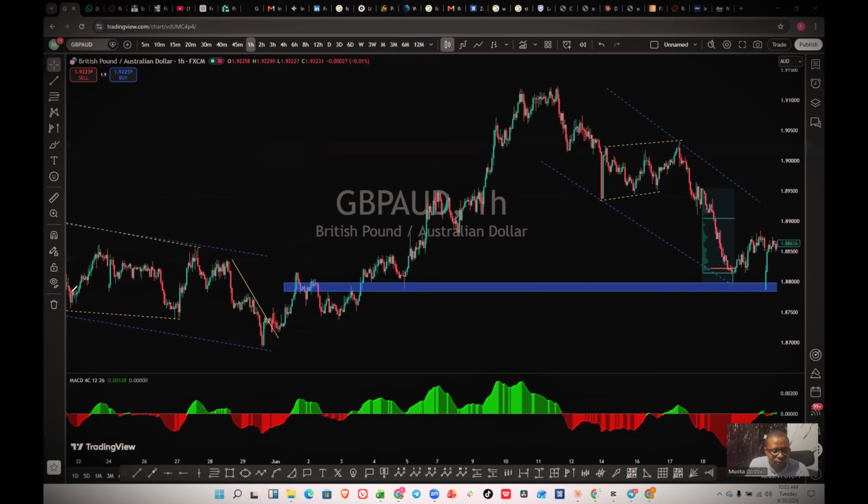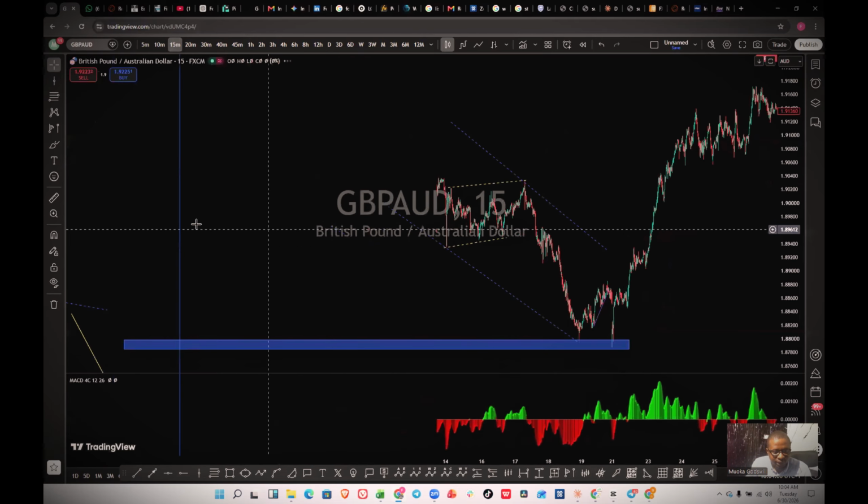Now, all I do is analyze this structure and say, okay, if this is a corrective structure again, I want to go down to a lower time frame and understand when this is about to end. So I can go down to a time frame like 15 minutes, but so I don't lose that area, I will put a vertical line there so you guys can follow through.